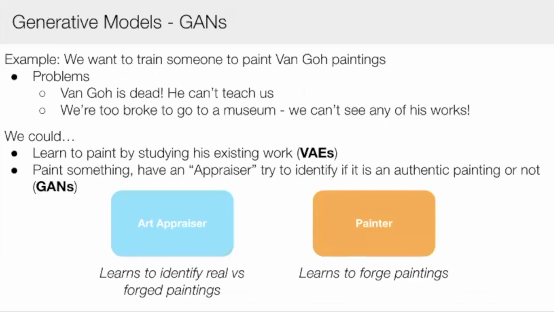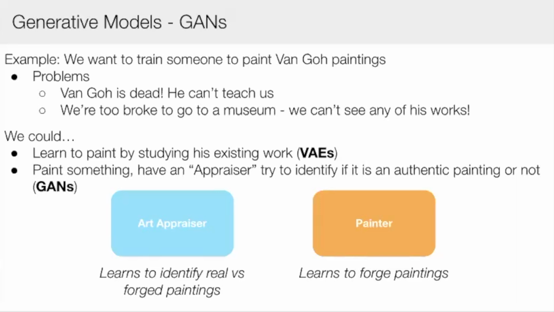And let's say you're too broke and you don't have any internet, so you can't see any of his works. So you don't have access to any of his paintings, and he can't come down from the heavens and tutor you, right? So in this case, let's say you're not that broke. Your friend's an art appraiser, right?